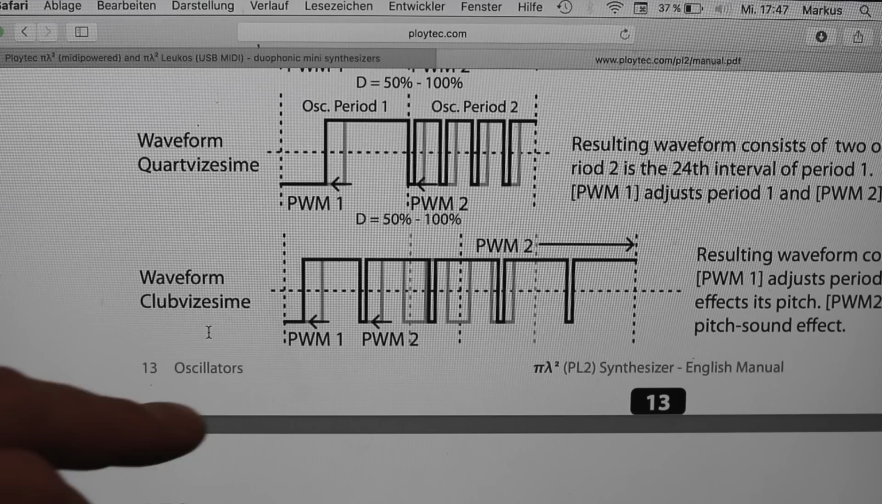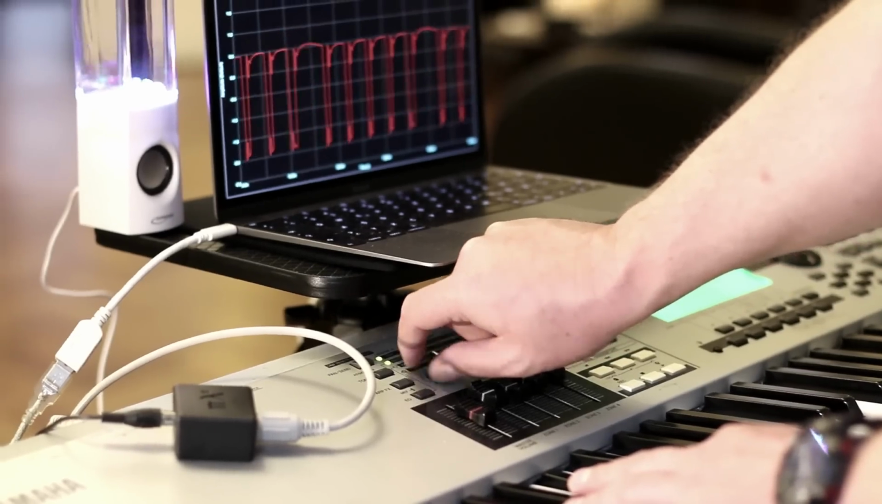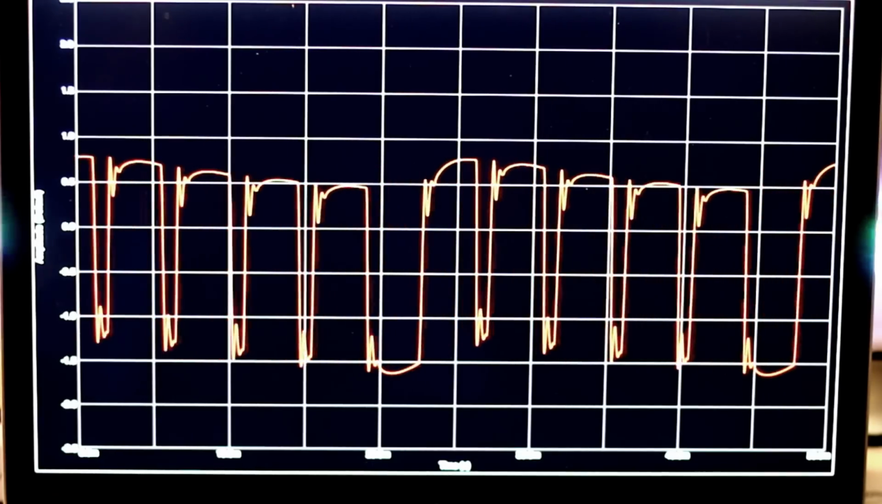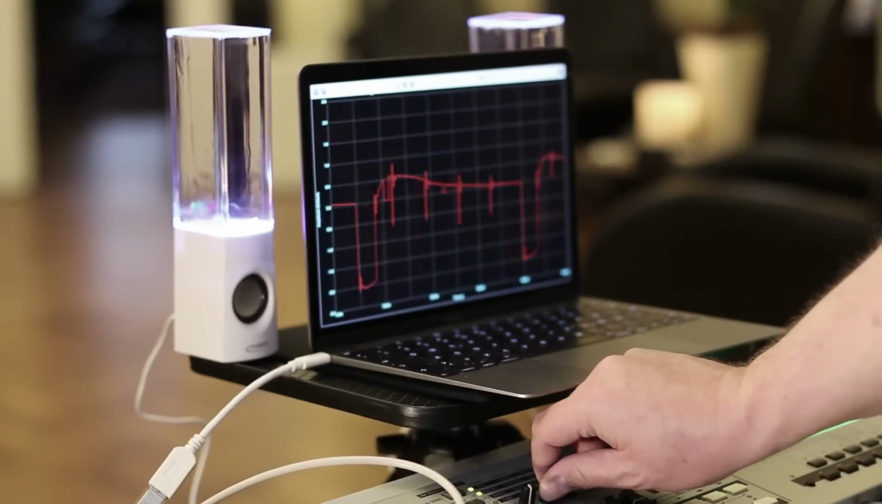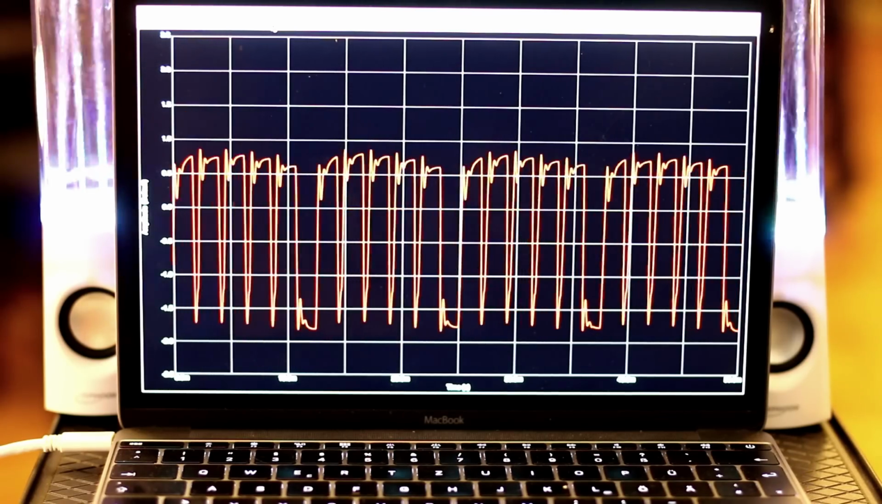Waveform 7 is the most fancy one and you will love it. Pulse width number 1 in waveform number 7. And the second one also changes the tuning. I take it one octave higher.